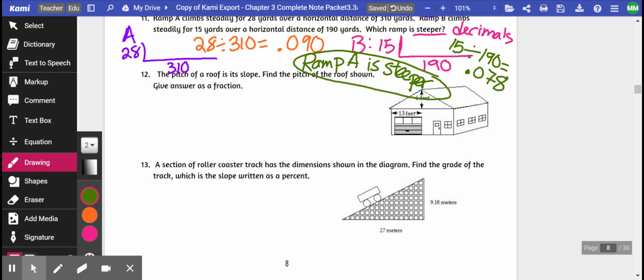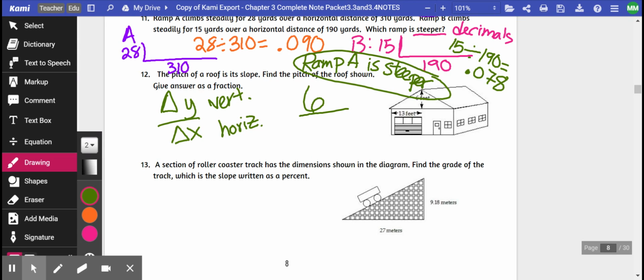For number 12, the pitch of a roof is its slope. Find the pitch of the roof. So we want to find the slope of the roof. So we want to find the change in y over the change in x. And you can think of that as vertical and horizontal. So the vertical change is 6. The horizontal change is 13.